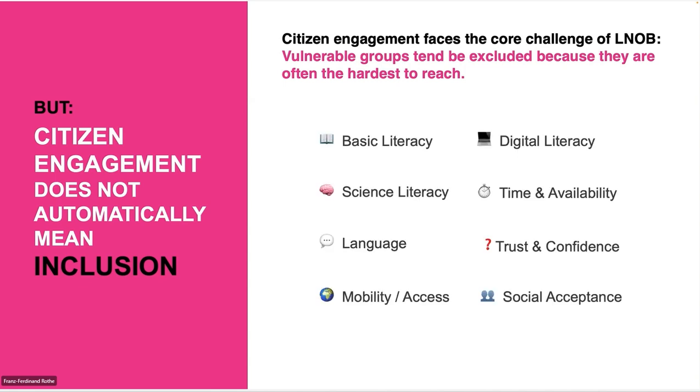We're facing many of the same challenges. This includes basic literacy rates. How can you include groups with low literacy rates, especially with digital literacy, if these are the tools that you apply? Science literacy, time and availability, which groups are more likely to have the time to participate. We see language barriers, we see issues of trust and confidence, mobility and access, and of course, social acceptance. All of these and beyond are factors that will limit the representation in your citizen engagement and will further reinforce this exclusion of the hardest to reach groups.